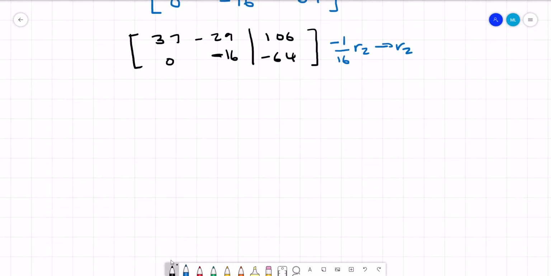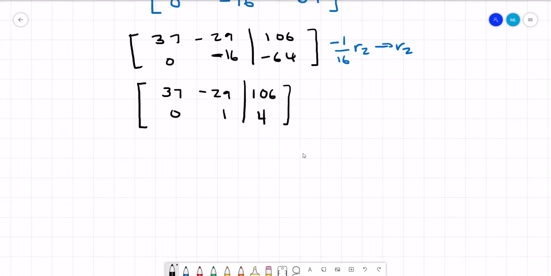So we have 37, 0, negative 29. That's going to be a 1, and then you have a 4, and then you still have 106.